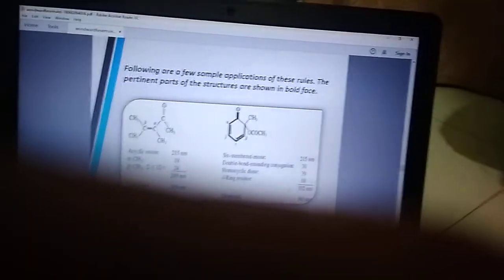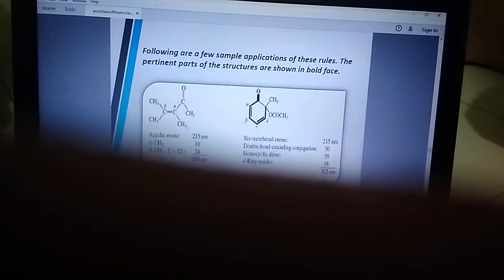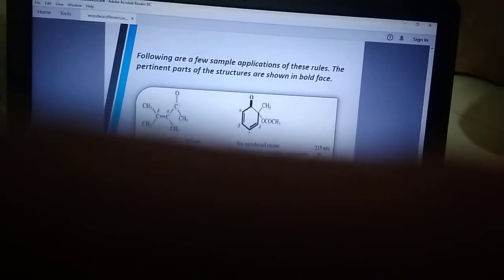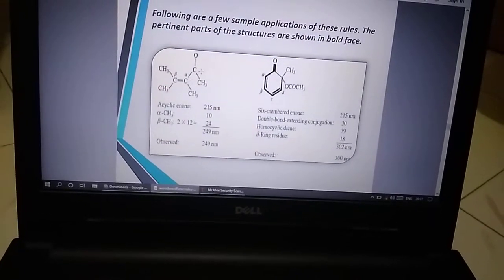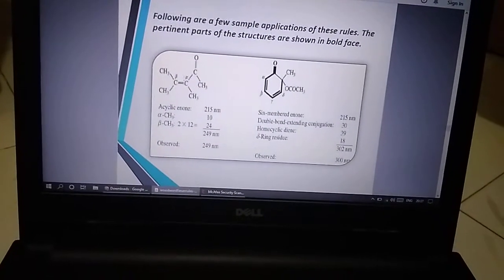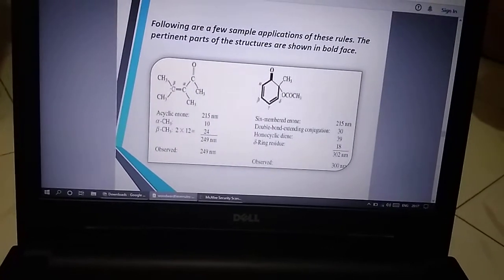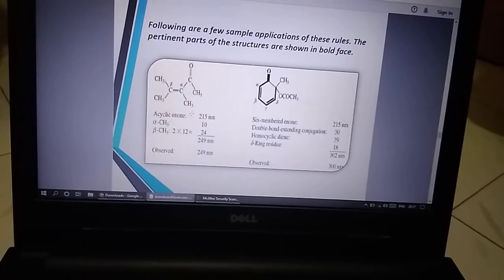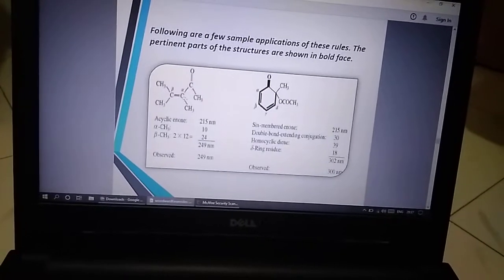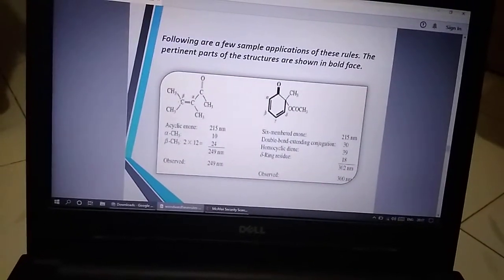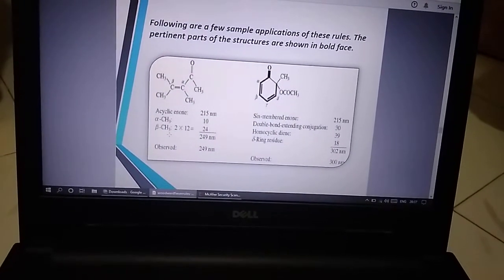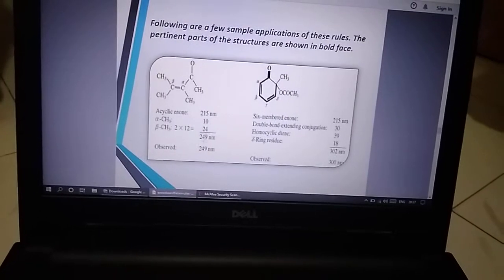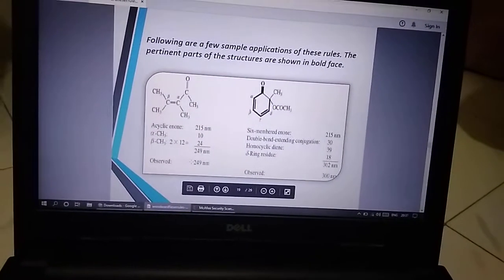So what are the rules? In alpha beta unsaturated carbonyl compounds, the functional group is C double bond O, and the carbon which is directly attached to the C double bond O is called alpha, and the next carbon is beta, isn't it? The base value for an acyclic enone is 250 nanometers. Here alpha has 1 CH3 and beta has 2 CH3. So alpha CH3 counts for 10 and beta CH3 is 12, so 2 into 12, 24. So total 249 nanometers. In this case, the observed value is also 249.